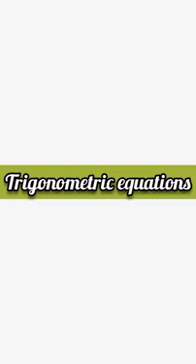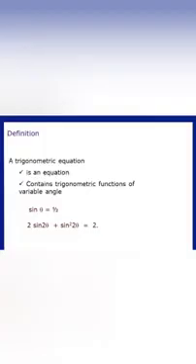Today we are going to know about trigonometric equations. A trigonometric equation is an equation which contains trigonometric functions of variable angle. Example: sine theta is equal to 1 by 2. Twice sine 2 theta plus sine square 2 theta equal to 2 are trigonometric equations.